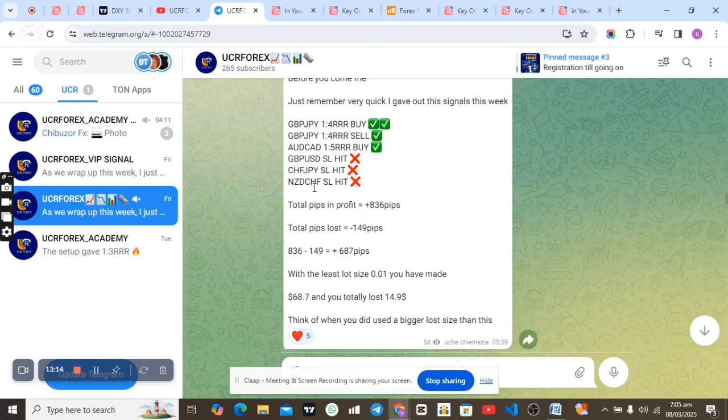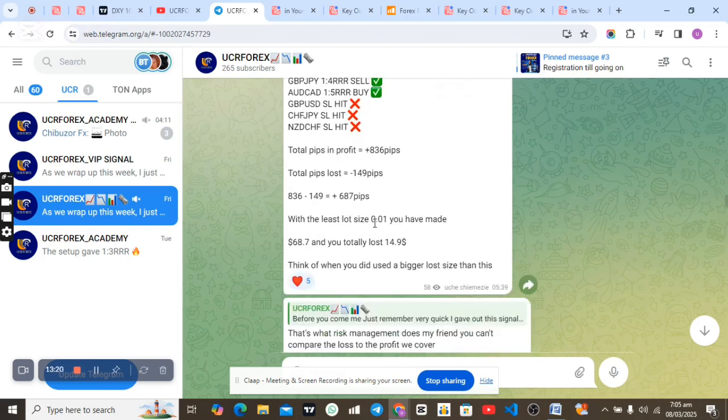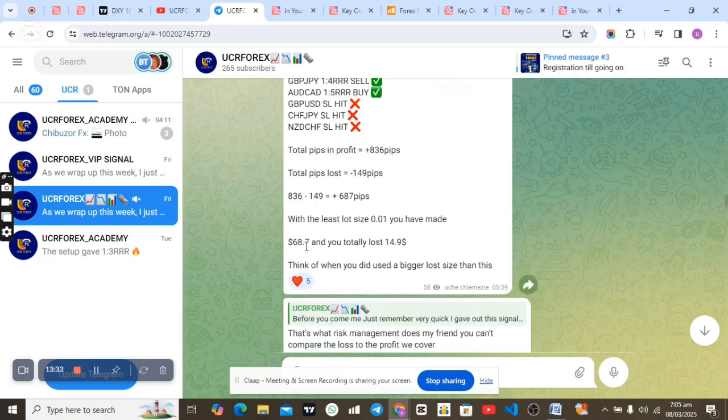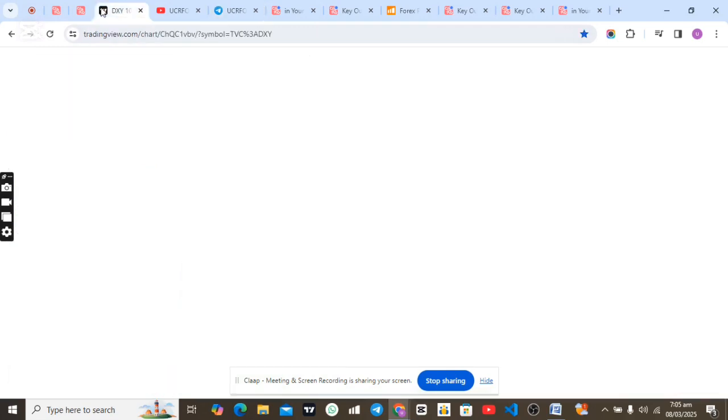There was a setup I've not even included here that we made full TP. With this lot size, with the least lot size of 0.1, you have made $68. That is, if you use 0.1, despite all these losses, you were still on a profit of 68 USD. Then what you just lost was 14.9, and if you funded like 50 USD, you are currently on a profit of 118 USD. Is that not how to trade? That's how to trade.